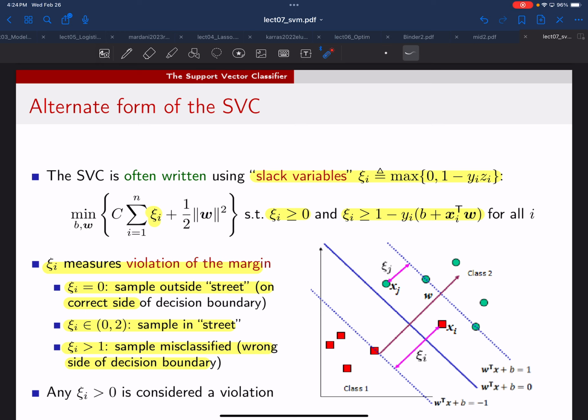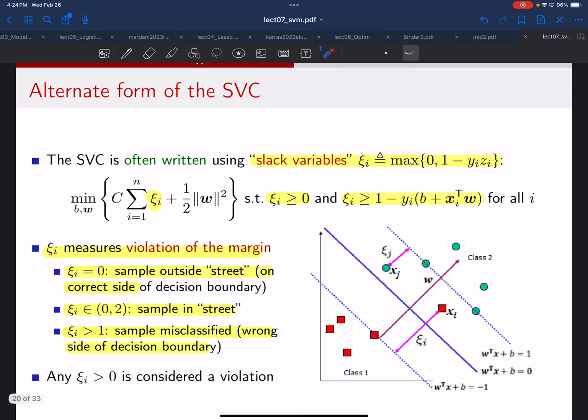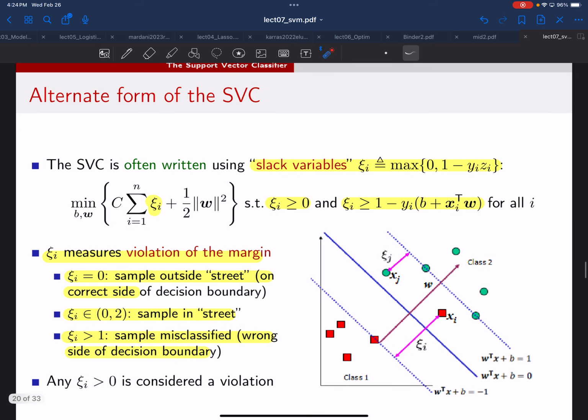between 0 and 2. And if you're on the wrong side of the street, so like for a green point, if you're all the way over here, that's going to be greater than 2. And when you're right on the boundary, the slack variable is 1. So anytime the slack variable is greater than 1, that means your point is on the wrong side of the decision boundary and will actually be a classification error. So that's just another way of writing the SVC. Okay, so that's sort of a summary of what we talked about last time. Any questions on any of that?